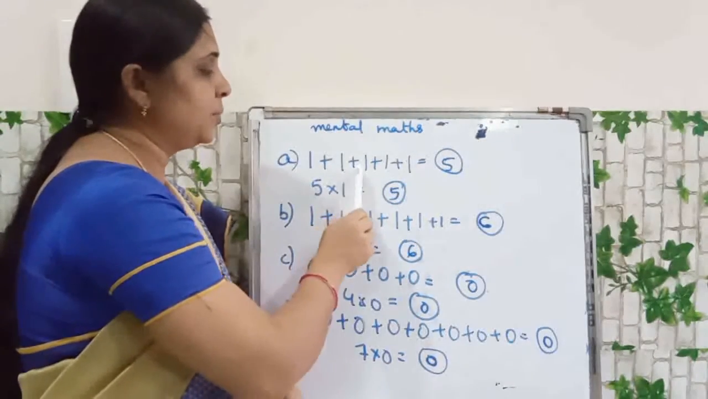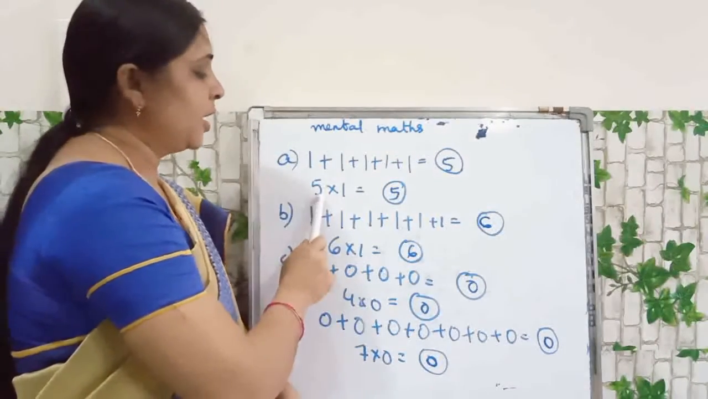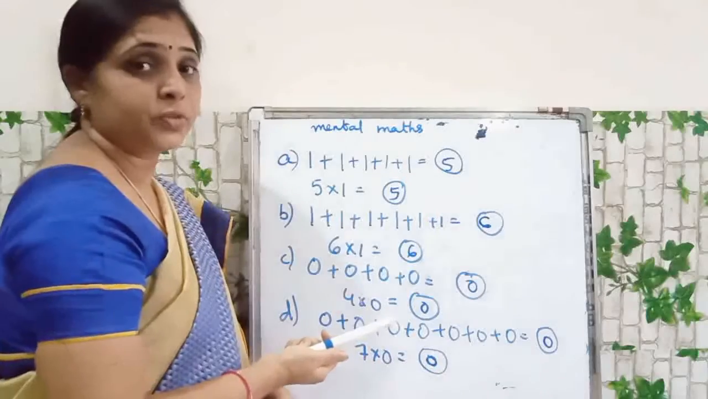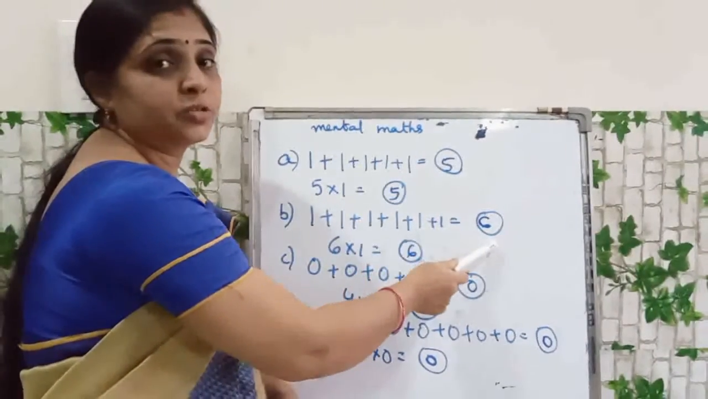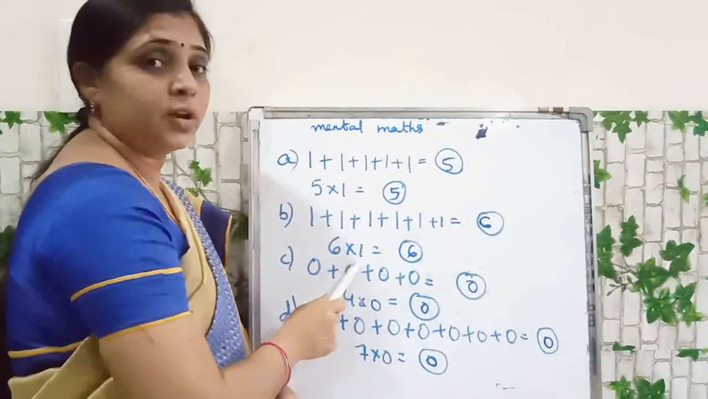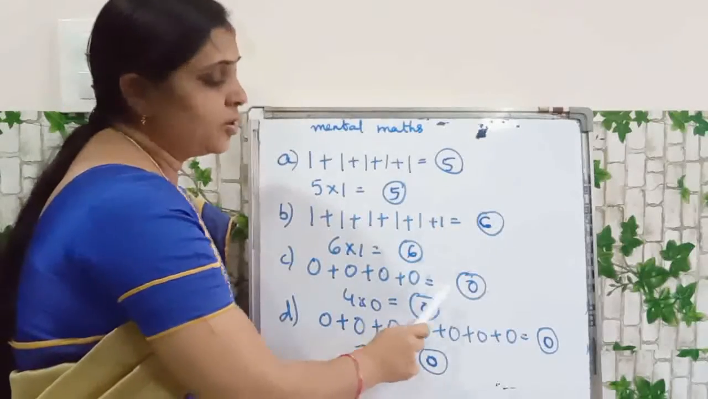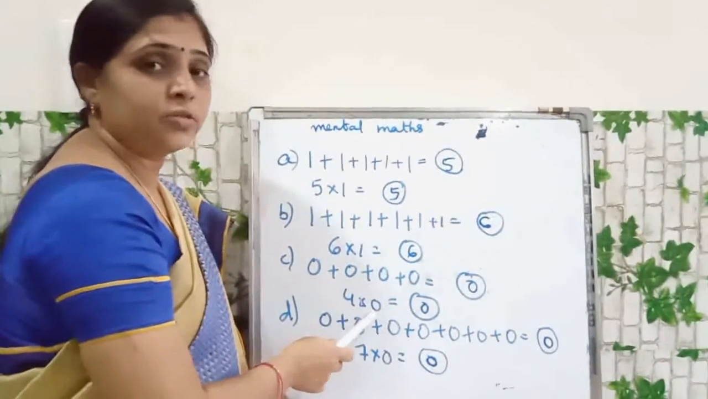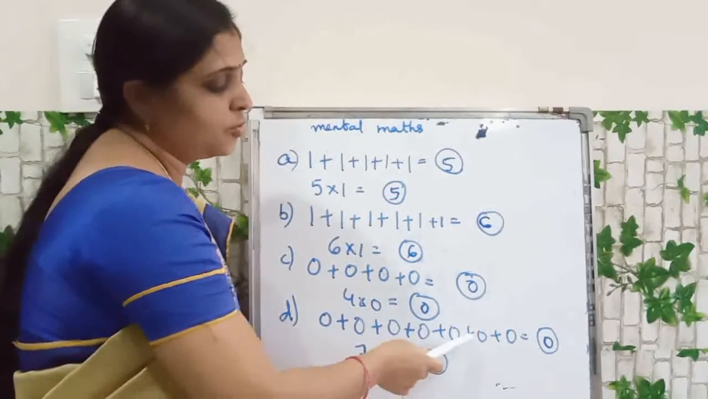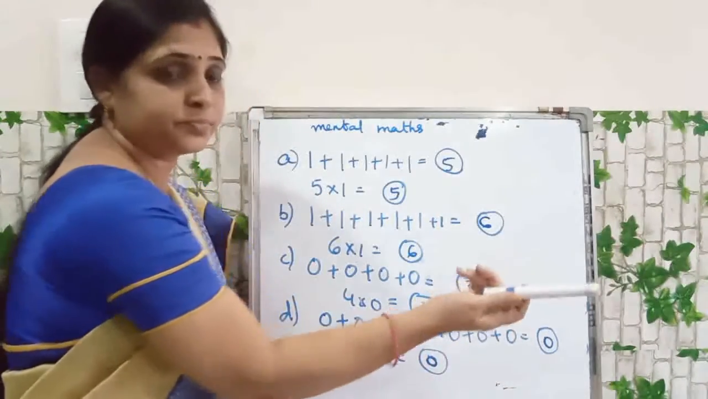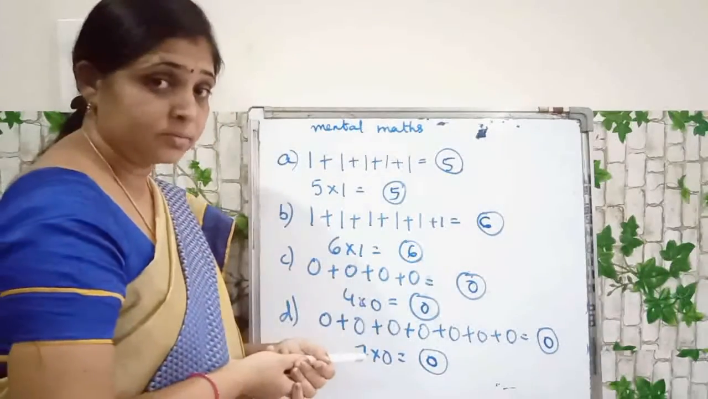1 plus 1 plus 1 plus 1 plus 1. How much did you get? 5. 5 into 1, how much? 5. Okay. 1 plus 1 plus 1 plus 1 plus 1 plus 1. How much? 6. 6 into 1? 6. Okay. 0 plus 0 plus 0 plus 0. How much? 0. 4 into 0? 0. 0 plus 0 plus 0 plus 0 plus 0 plus 0 plus 0. How much? 0. 7 into 0? 0. So, what did you understand here?